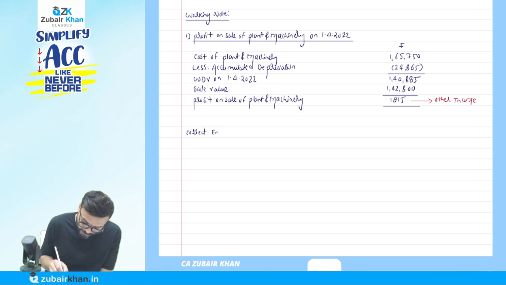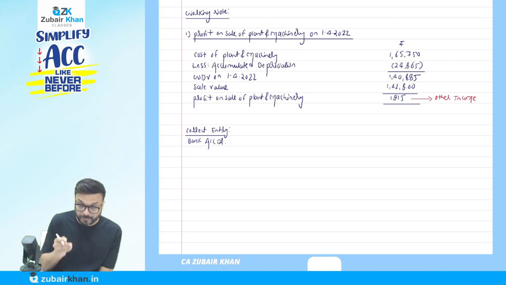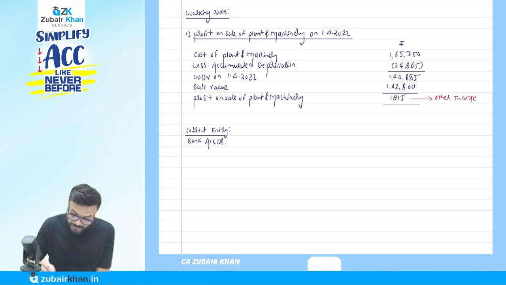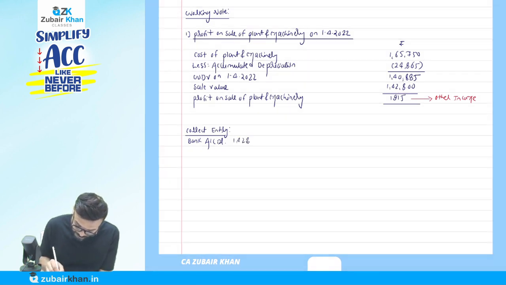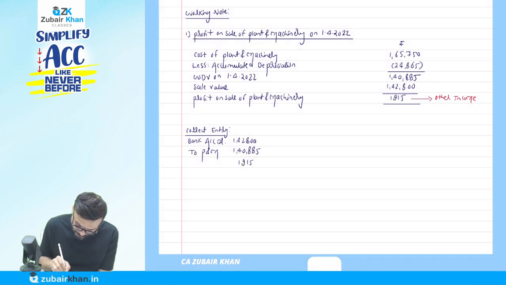The correct entry when we sold this plant and machinery: cash or bank account should be debited, because we sold at what price that year? We sold at 142,800. What is the book value of the plant and machinery? 148,885. What is the difference that year? It is 1915, so to the profit and loss account. This is basically the loss on sale of that plant. This is the correct entry.